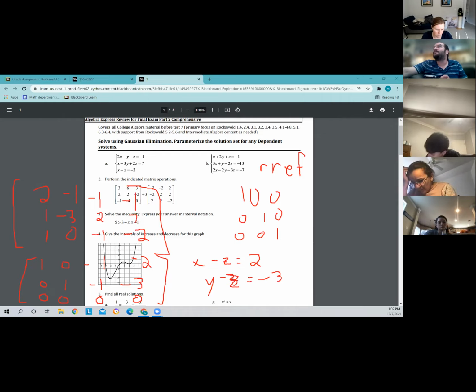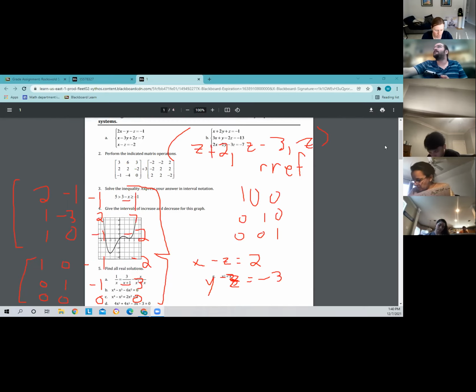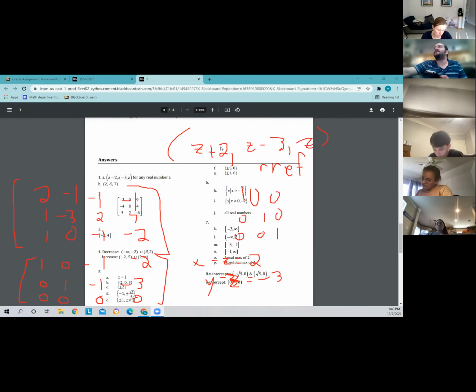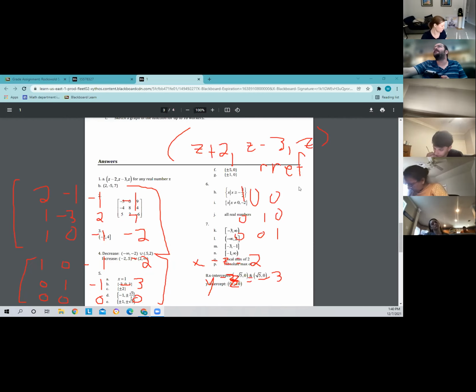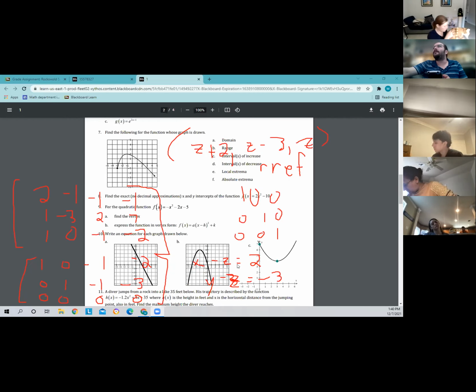Then I find my z is z and y should be y. So y minus z is minus 3. We're doing x, y, z. So x is, I believe, z plus 2 if I move that over. Y is going to be z minus 3, and then the last thing you should have is z. There are solutions in the back. What do they say? z minus 2, z minus 3, and z. Oh, this should be a minus 2.